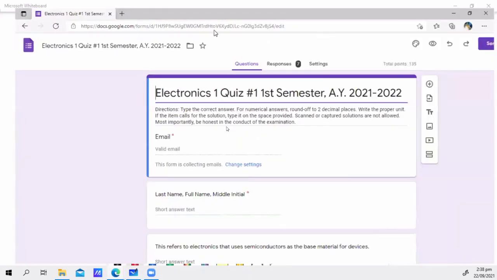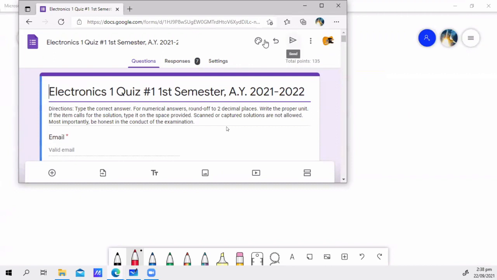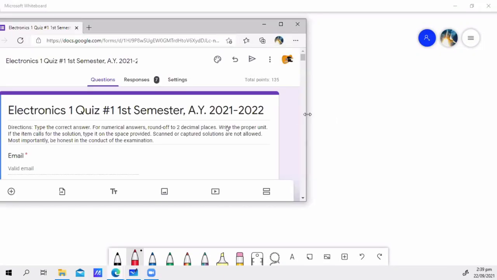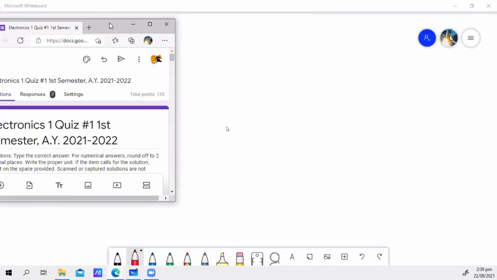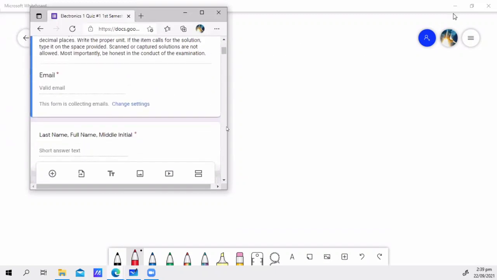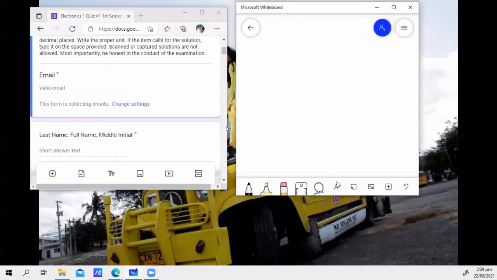So ito yung quiz natin. Okay. So side by side natin siya gawin para dito sa may sulat ko yung solution dito sa right side, and then yung nandito na may mga questions sa left side.